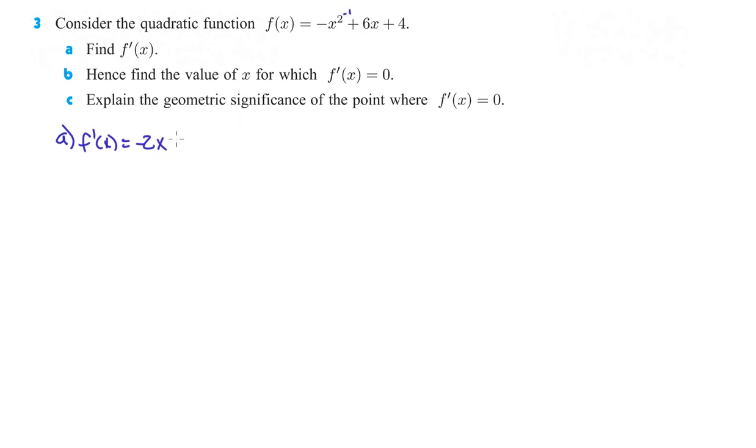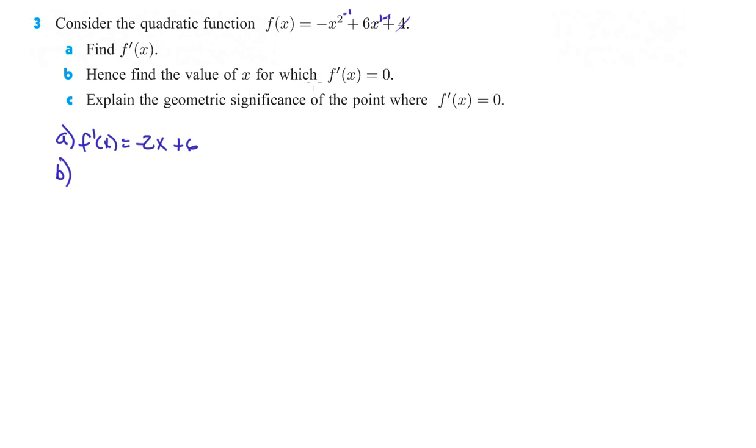Subtract 1 from that, and that's x to the first, right? So we'll just leave it as x. And then 1 times 6 is 6. And that's really a 1 minus 1, so that x is gone. So it's just plus 6, and the derivative of the constant is 0. So there's our derivative function.